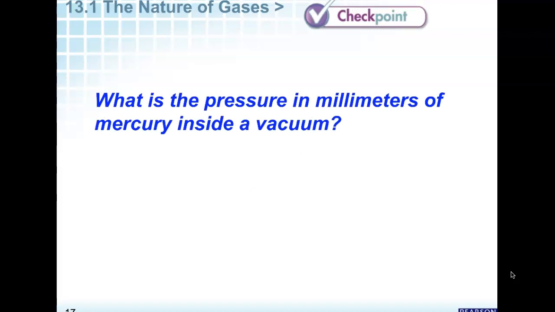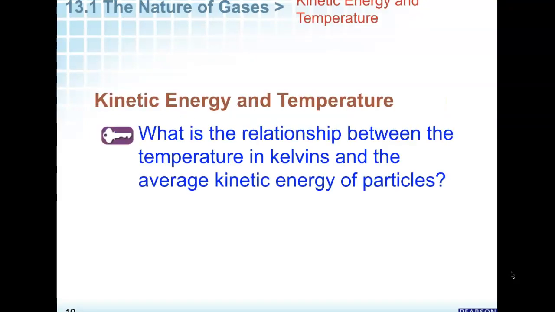So a little review. Let's see if you remember, and I would pause the video and think this through before you start again. What is the pressure in millimeters of mercury inside of a vacuum? Well, we remember that a vacuum has no particles whatsoever. And if we don't have particles, we don't have collisions. And if we don't have collisions, well, there's no pressure. So there's no pressure. So let's look at the relationship between kinetic energy and temperature.